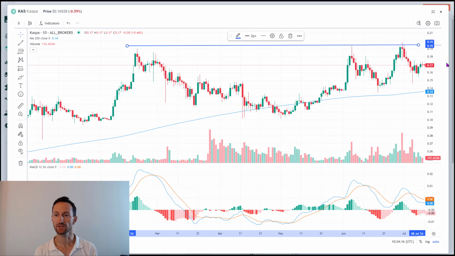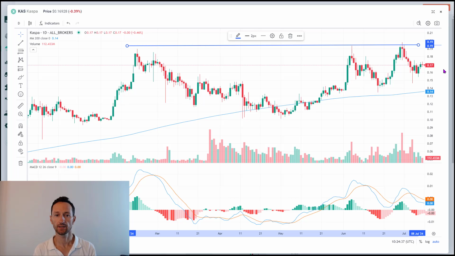Okay, so that's my resistance, and that's my price target. If I'm going to buy it here at 17 cents, my price target is that the price is going to swing back up here to these 19.5 cents. So that's about a 14% potential gain or profit.